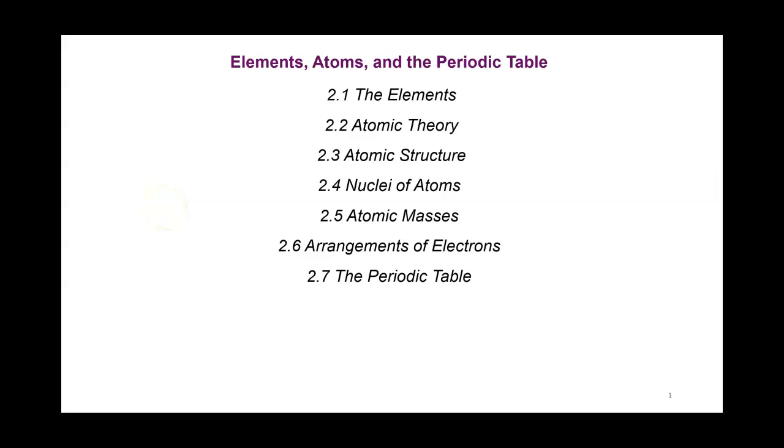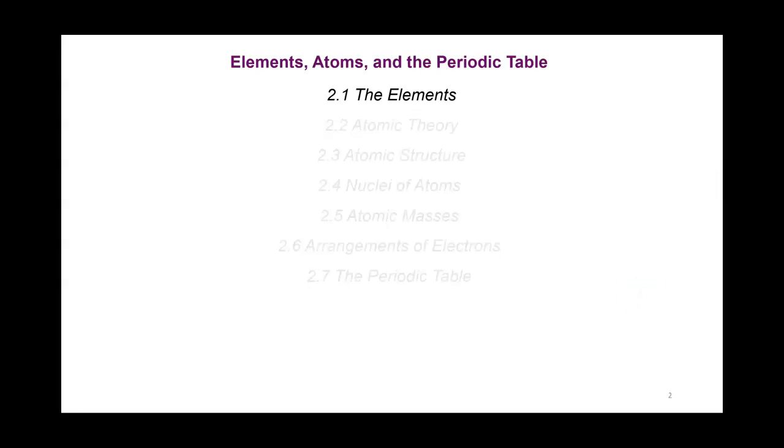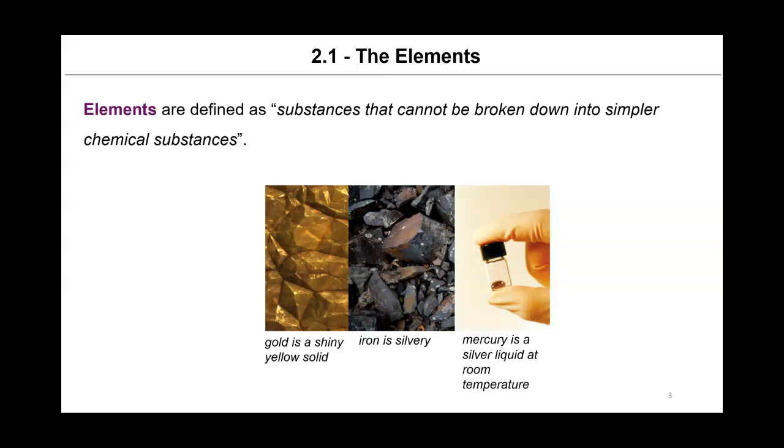Chapter 2 is concerned with elements, atoms, and the periodic table, and we'll begin our discussion by talking about the elements. Elements are defined as substances that cannot be broken down into simpler chemical substances, and by this we mean they can't be broken down either physically or chemically.